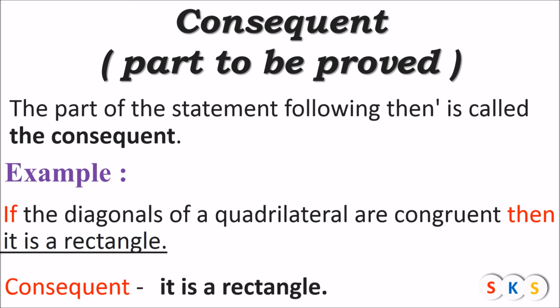So make a note, what is a consequent? The part of the statement which follows the word then. And what is the antecedent? It is the part of the statement which follows the word if.